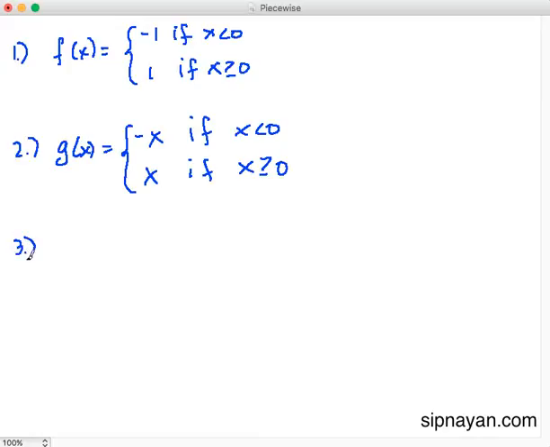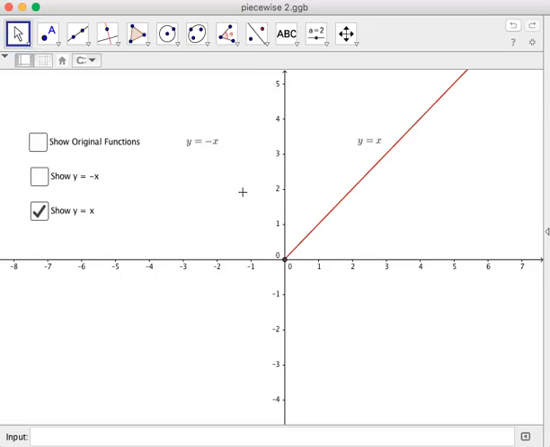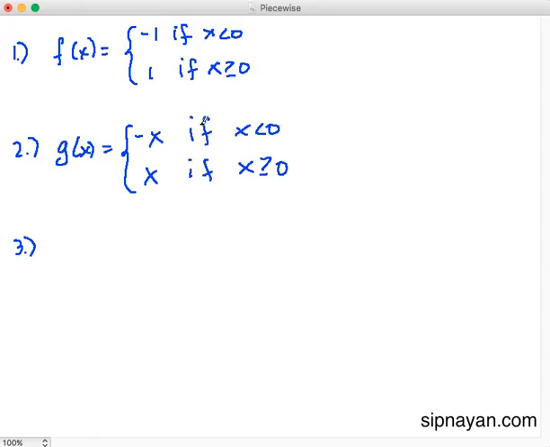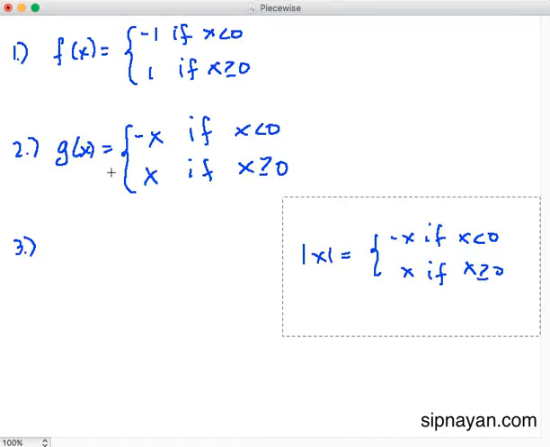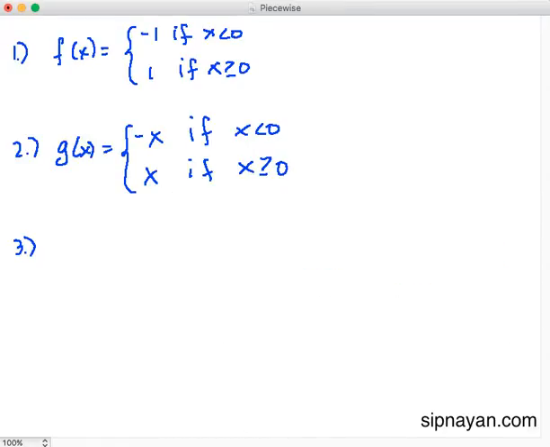Let's have our third example. O, ito na pala siya. Ito na yung ating bagong function. And kung mapapansin nyo pala, this is an absolute value function, di ba? This is the definition of absolute value. So, absolute value of x equals negative x if x is less than 0 and x if x is greater than or equal to 0. Nalala nyo yung definition ng absolute value. So, this is actually the definition. So, dito function lang siya.